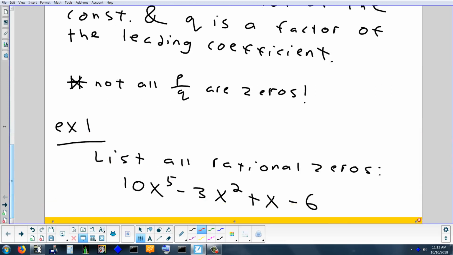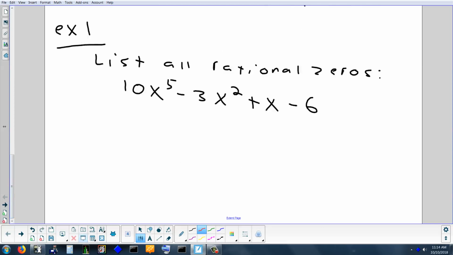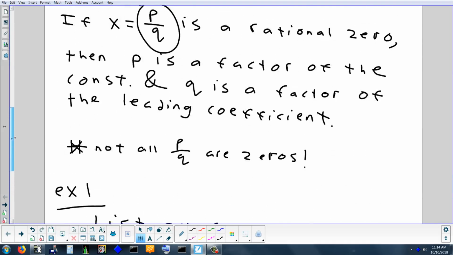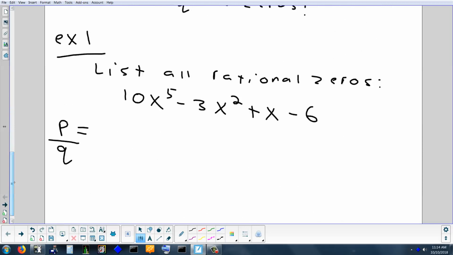Okay, so I want to list all the rational roots in that problem. The first thing you want to do is use the rational root theorem to generate a list of possibilities. Then we'll use the graphing calculator to eliminate the possibilities that don't make sense. So if there's a rational root, it's going to be of the form P over Q. P, if we go back up, are the factors of the constant. What's the constant there? Negative 6.